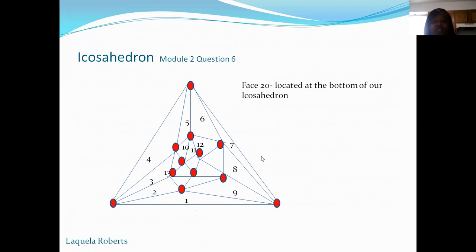And of course, let's count our faces. 1, 2, 3, 4, 5, 6, 7, 8, 9, 10, 11, 12, 13, 14, 15, 16, 17, 18, 19, and of course, number 20 is located at the bottom of our icosahedron.